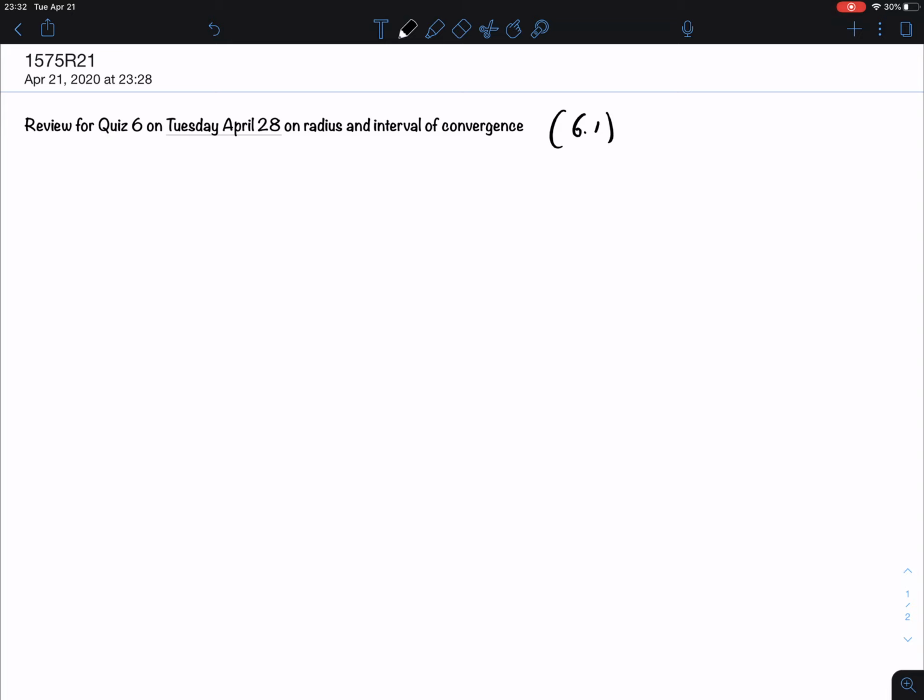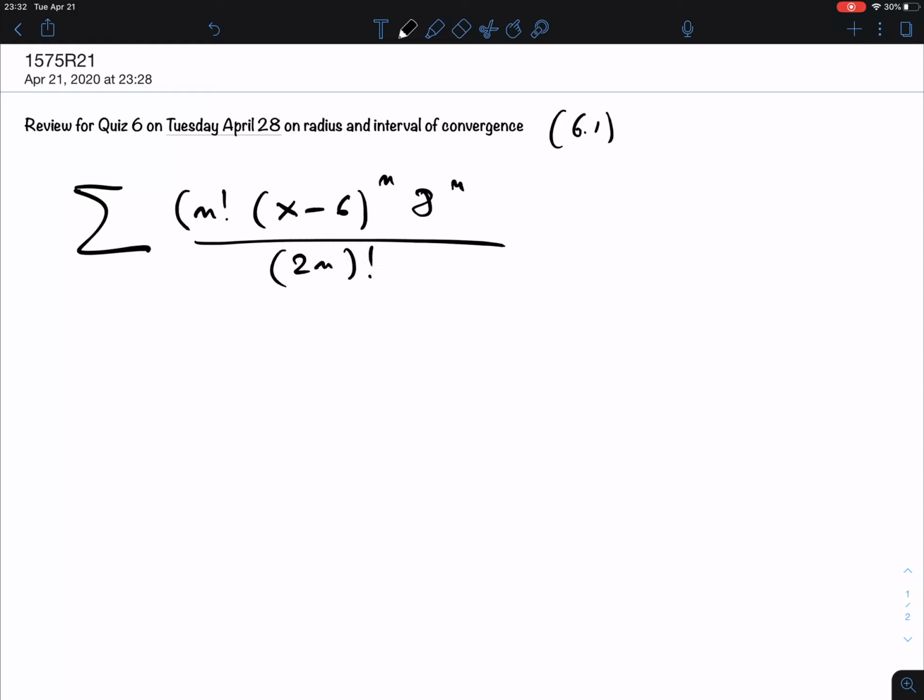So let's start with the radius of convergence. Let me just start with an example. So suppose we have the following series here. I deliberately take something a little bit more complicated so that you see everything that can go on. In fact, there's a square here. It's a bit complicated, but it's good to see. And on the test, probably I'll do a little bit simpler.